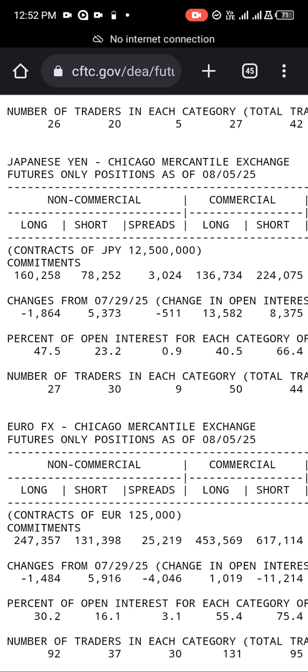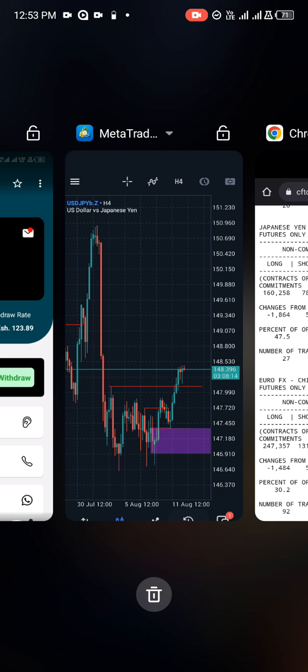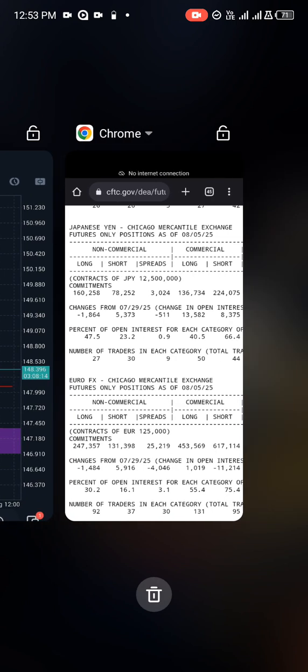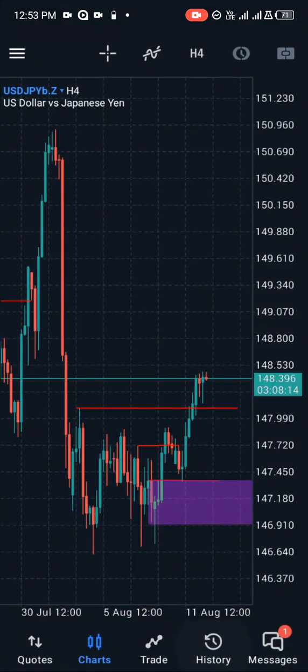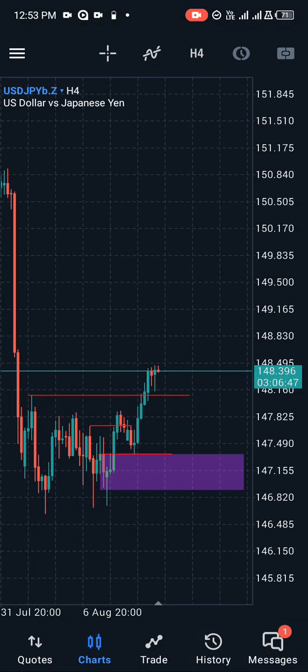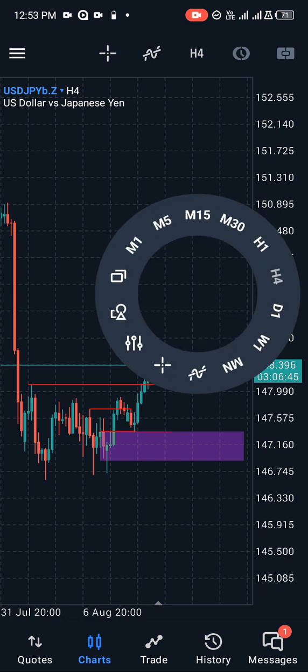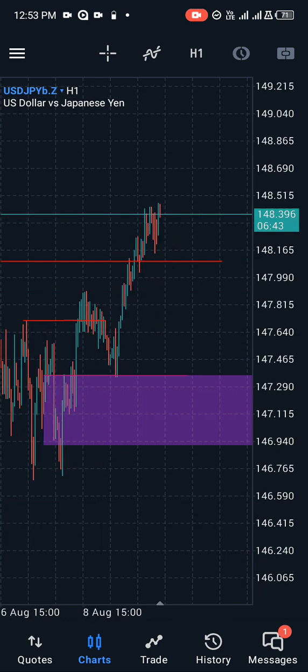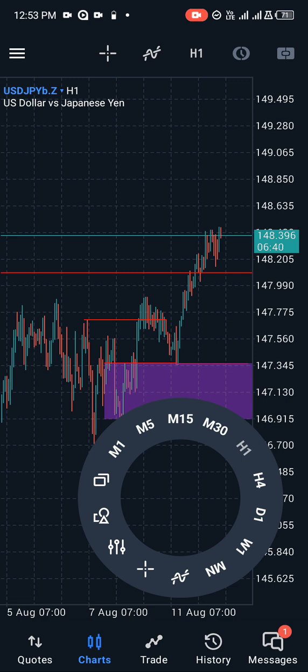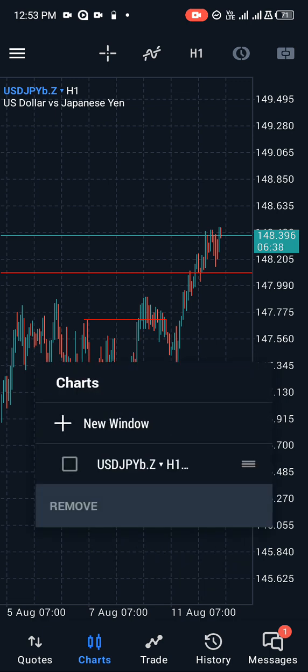So the large speculators, the non-commercial, because I use the non-commercial to trade, were shorting the JPY, making it weaker against the dollar. That's why I was sure that the JPY will be weaker, and therefore the USD must be stronger. I also want to support my claim, so I used correlation with CAD JPY.